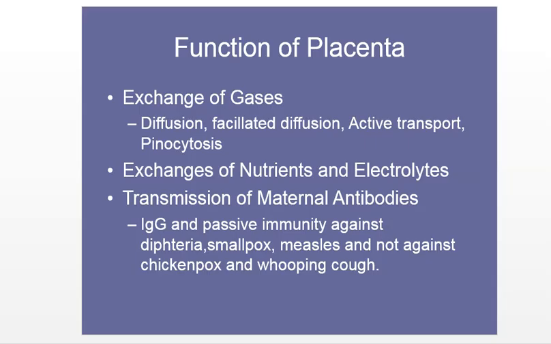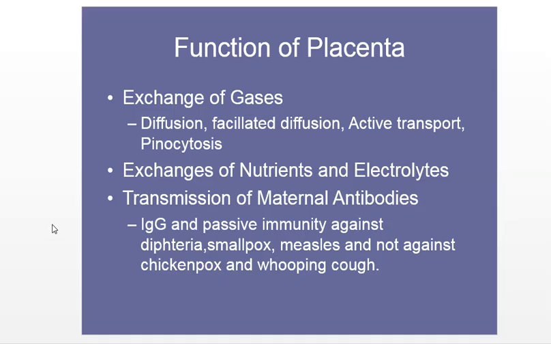What about the function of the placenta? The main functions of the placenta are exchange of the gases. It takes place by diffusion, facilitated diffusion, active transport, and pinocytosis. Exchange of the nutrients and electrolytes. Transmission of maternal antibodies, especially IgG, and passive immunity against diphtheria, smallpox, measles, and not against chickenpox and whooping cough.